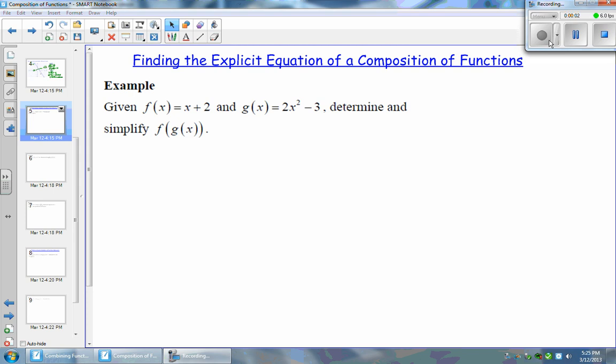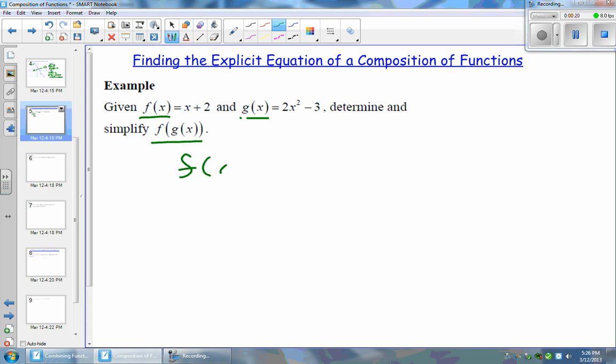In this lesson, I'm going to teach you how to find the explicit equation of a composition of functions. So if we're taking a look at the first example here, I'm given two functions, f of x and g of x. And I'm going to find and simplify the composition of f of g of x. Okay, so let's start out with that expression here. What's actually happening here is that I'm taking that g function and I'm putting it into the f function.